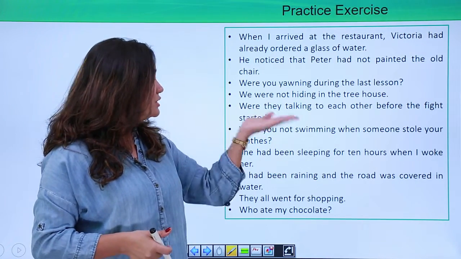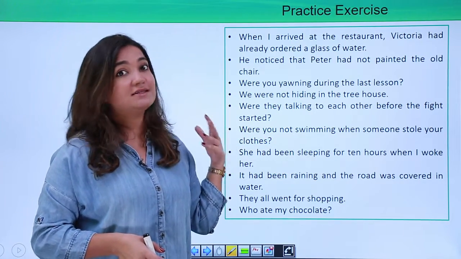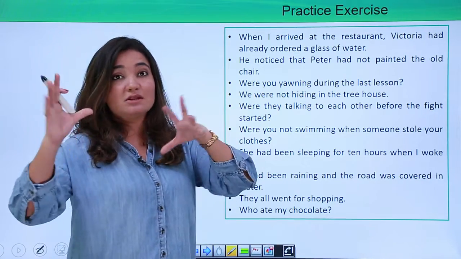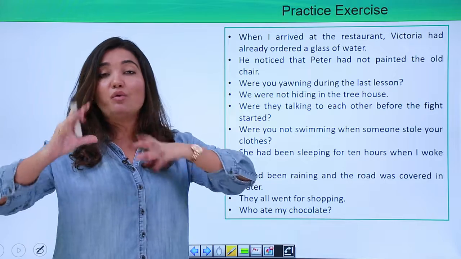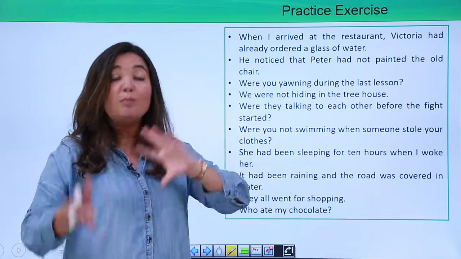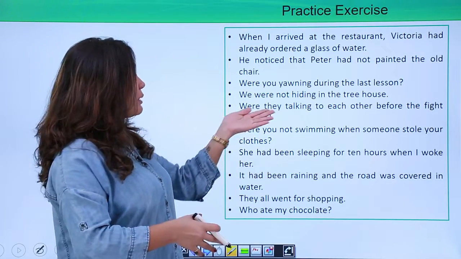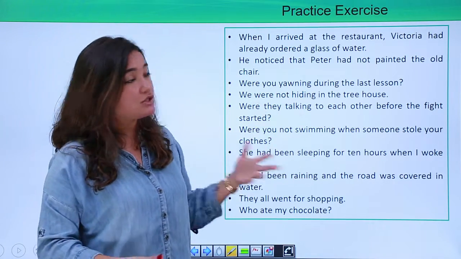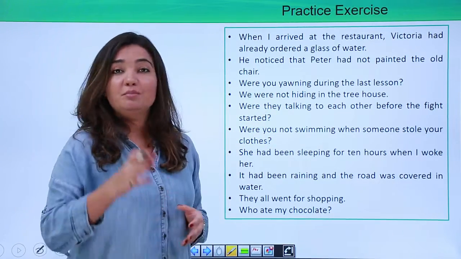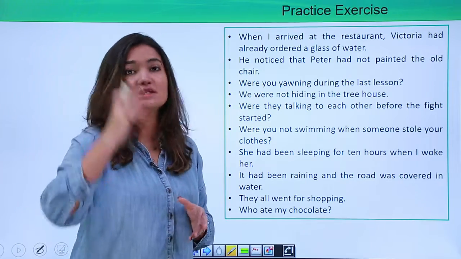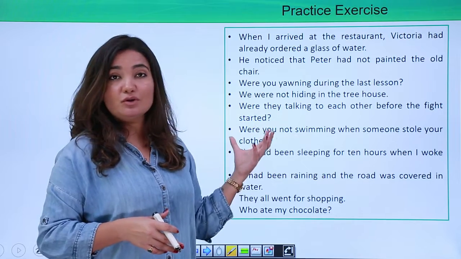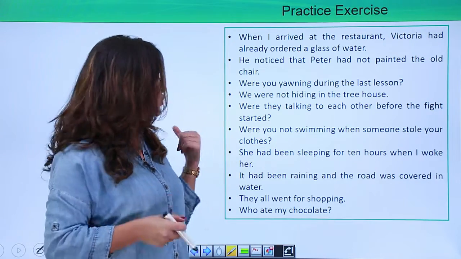Were they talking to each other before the fight started? Again, though there is another verb which came into the picture, here the ing form is used. So if the ing form is used, it has to be the continuous form of the tense. Were you not swimming when someone stole your clothes? So again, it is the continuous form.